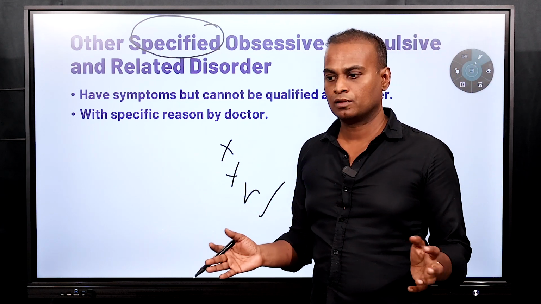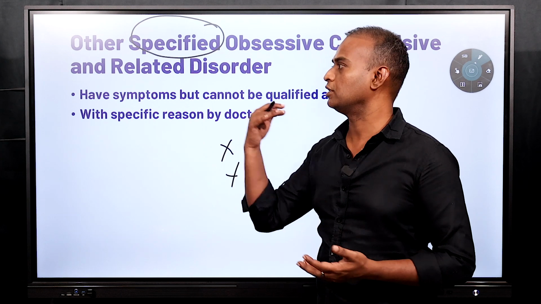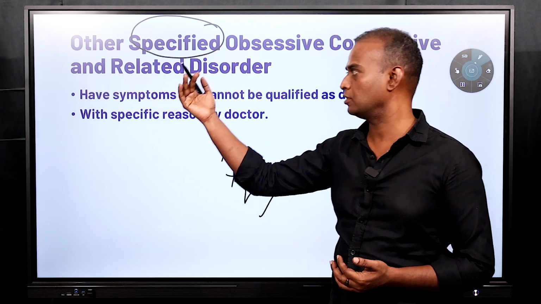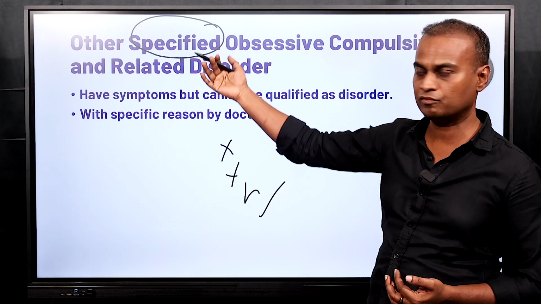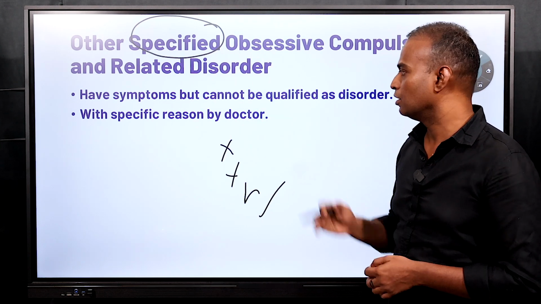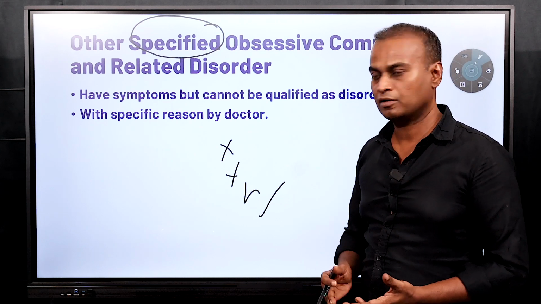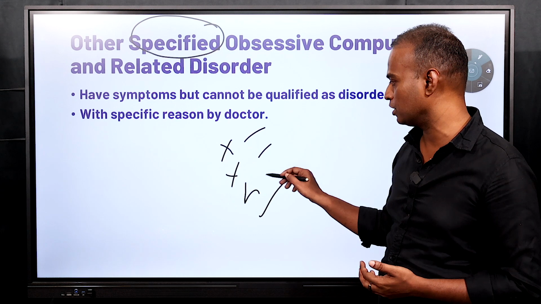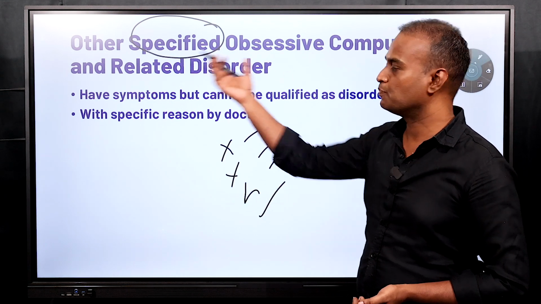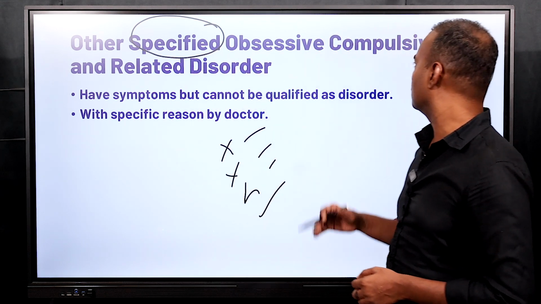There is a patient who has obsessions and compulsions, but it is not suiting any of the things that we discussed previously, or it is not meeting the diagnostic criteria of any of the previous disorders we discussed. Now the doctor gives the reason. Reason 1, it is not suiting to diagnose, reason 2, reason 3, then it is specified obsessive compulsive and related disorders.